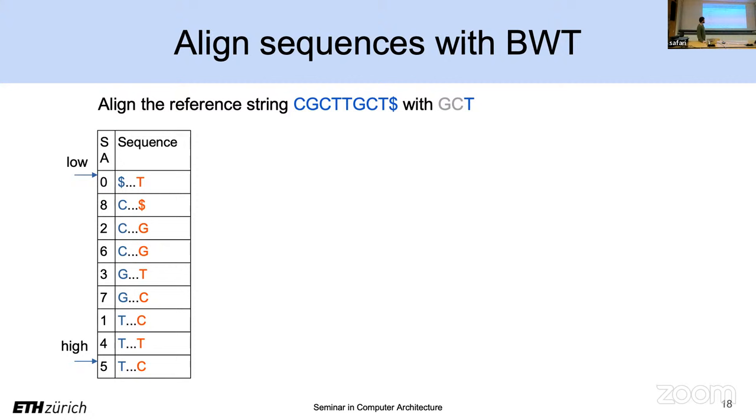We'll start with the T. And now what we do is we count the T's between the low and the high index in the BWT. This means the red column. So these are this one, basically, right?